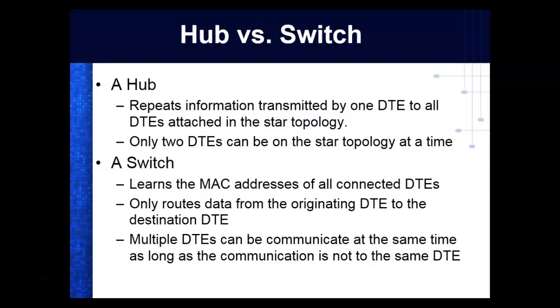So a hub repeats information transmitted by one DTE to all DTEs attached to the star. Only two DTEs can communicate on the star topology using a hub. A switch learns the MAC addresses of all DTEs and only routes data from the originating DTE to the destination DTE. Multiple DTEs can communicate at the same time as long as the communication is not from the same DTE. So now multiple DTEs can be communicating with each other at the same time. On a hub, only two can communicate at the same time.